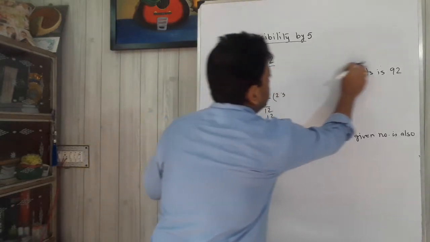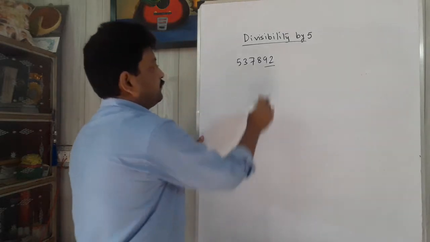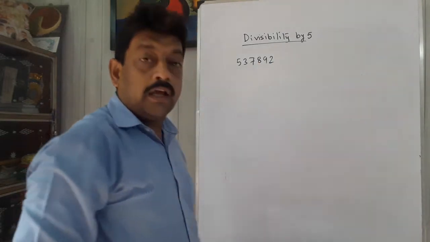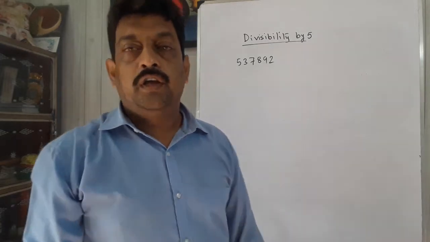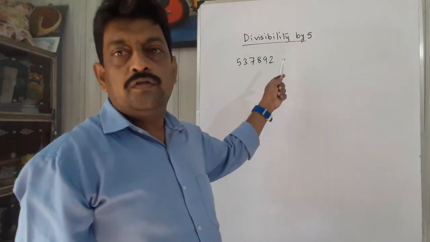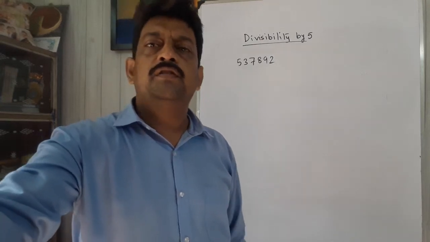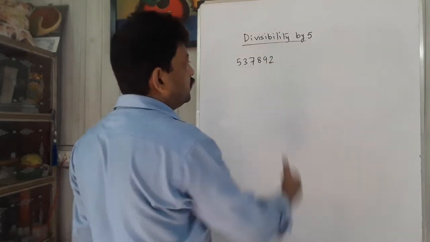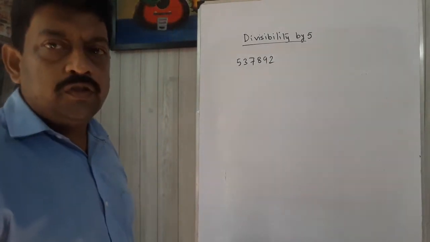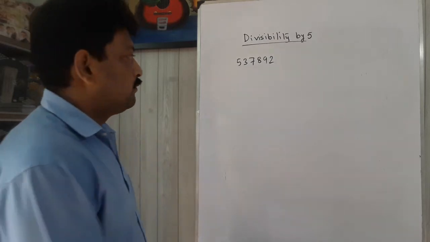Divisibility by 5 is a very easy case. Like the divisibility by 2, you have to check the unit digit. If the unit digit is 0 or 5, then the given number will be divisible by 5.